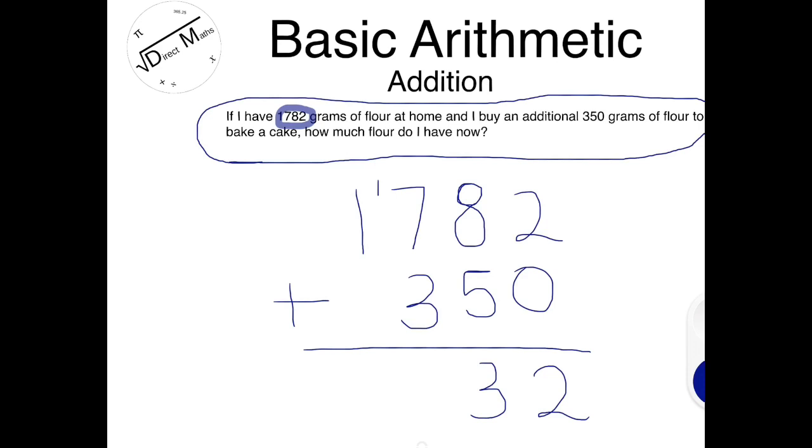But wait, we need to carry over again. So we do the exact same thing, leaving the 1, which is our units digit in the answer space, and carrying the 1, which is our tens digit, over to our next column, which just has 1 plus 0 plus 1, which is 2. And now we don't need to do any more carrying over, so we can just write our answer down. So the answer is 2,132. And that's how much flour I'm using to bake this cake.